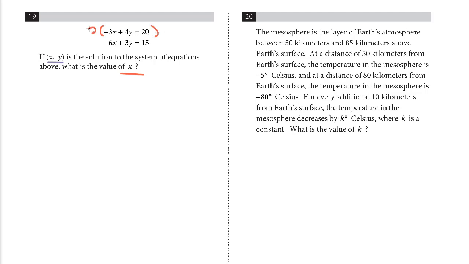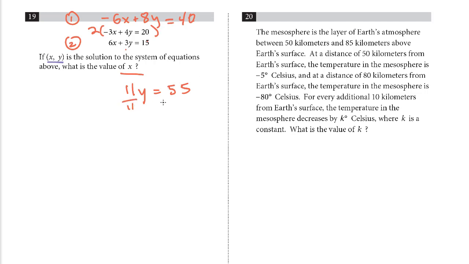So I'm going to multiply the top equation by 2 to offset this 6x. So up above, that would now be minus 6x, 2 times minus 3x, plus 2 times 4y is plus 8y, plus 2 times 20 equals 40. So I'm just going to add the top equation with the bottom equation now. 6x minus 6x zeroes out. And then we get 8y plus 3y equals 11y. And that equals 40 plus 15, which is 55.